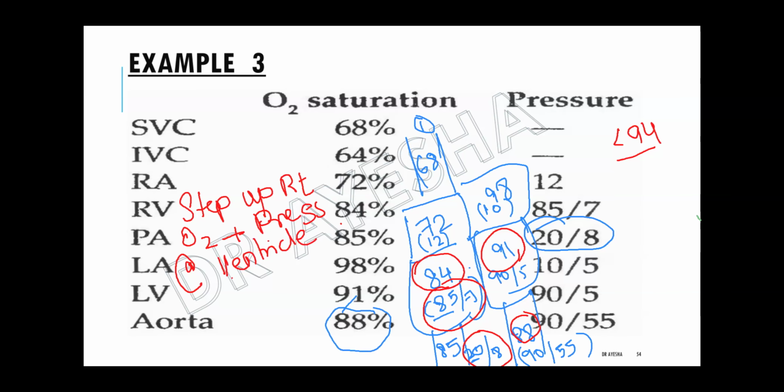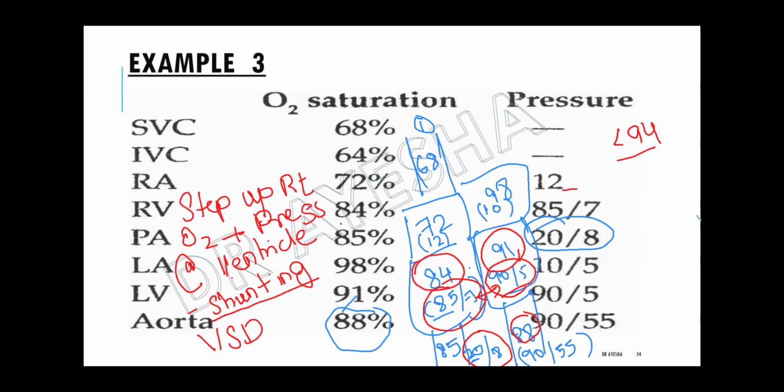That means the problem of shunting is at the ventricular level, because a step up can occur only through shunting. So it is a ventricular septal defect. And you can see that the pressures between the right and left ventricle are almost the same. So we have 4 differentials. Keep it in mind.